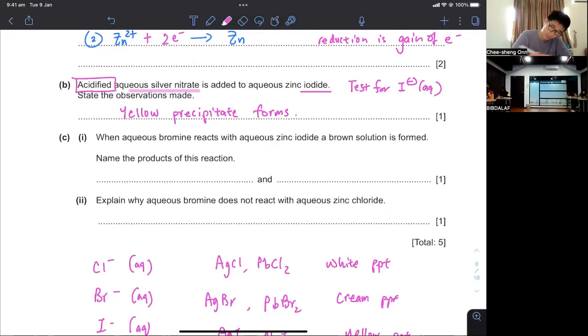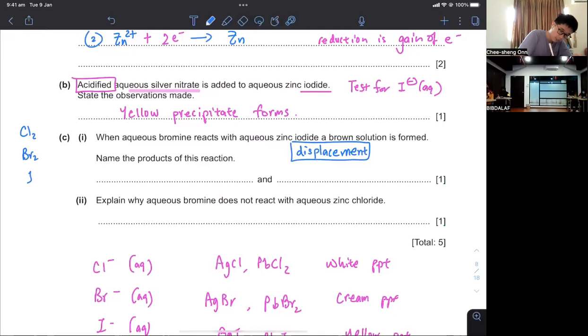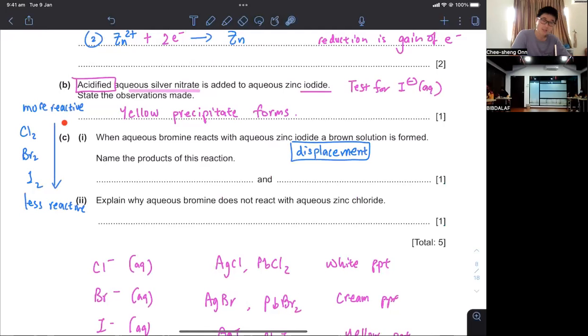Okay, the next one will be displacement. I remember last week I talked about displacement, or the week before. So we know that chlorine, bromine, iodine, this is more reactive, whereas this one is less reactive. So reactivity of group 7 decreases down the group. So what happened is, the higher you are in group 7, you can kick out, you can displace the halogen which is below you, from the halide.